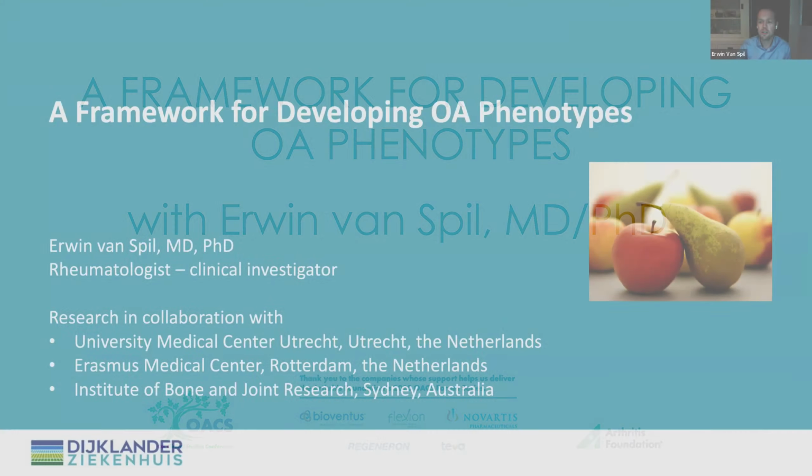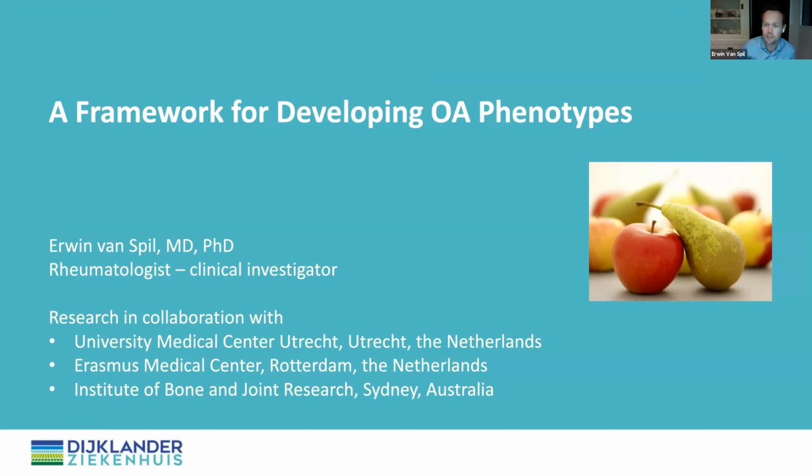I start off with a picture of an apple and a pear because there's a Dutch saying that apples and pears might look alike, but they shouldn't be treated similarly, which is of course also true for osteoarthritis phenotypes. Maybe in the trials we've been performing so far, we've been treating apples like pears and the other way around. And the other point of this picture is that I would like this presentation to be a little bit juicy.